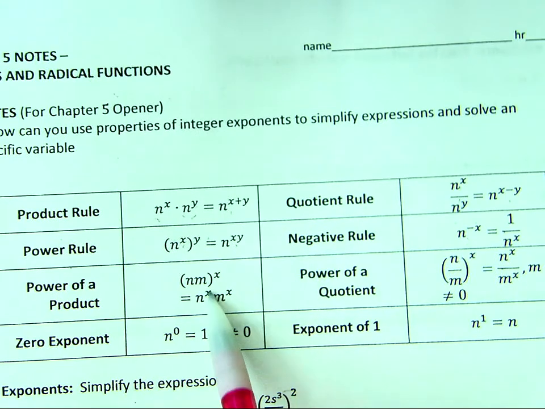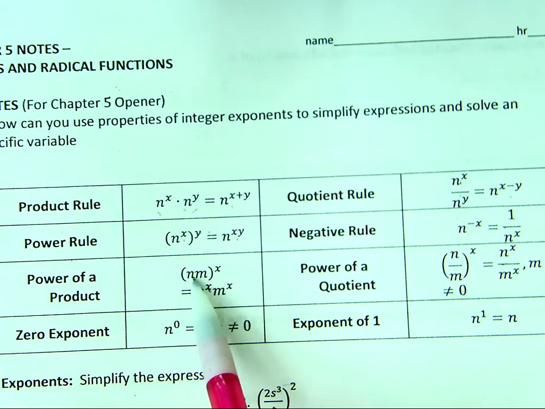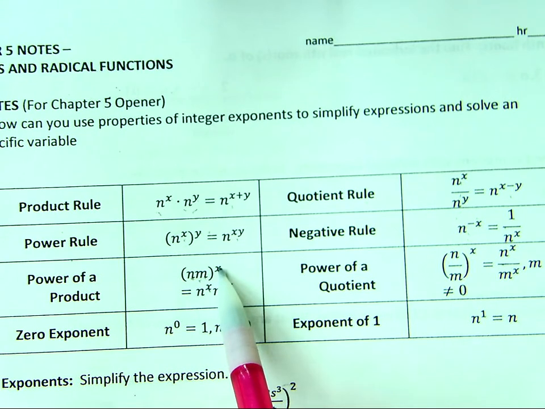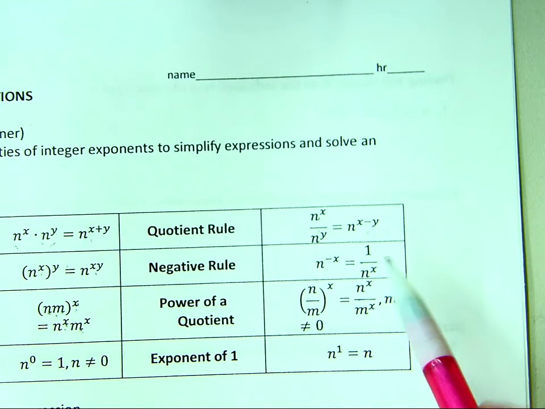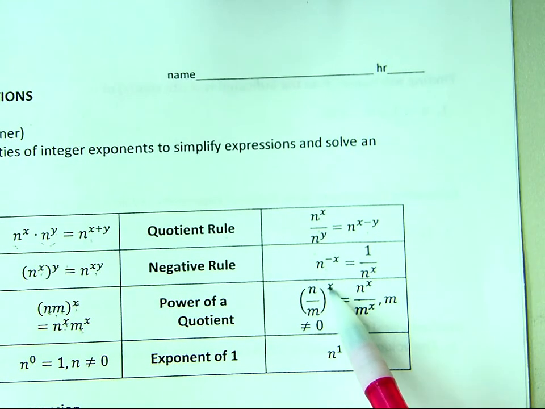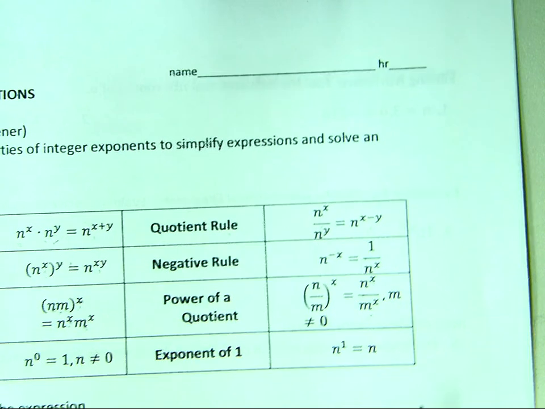Power over product, it's kind of like distribution. If both n and m are to the x power, you can take each one of them separately to the x power. Same way with a quotient. If I have a fraction to a power, you can take the top and the bottom of the fraction to that same power, as long as that power is not 0.